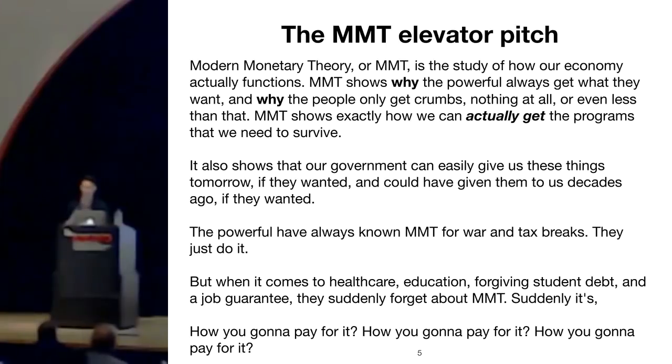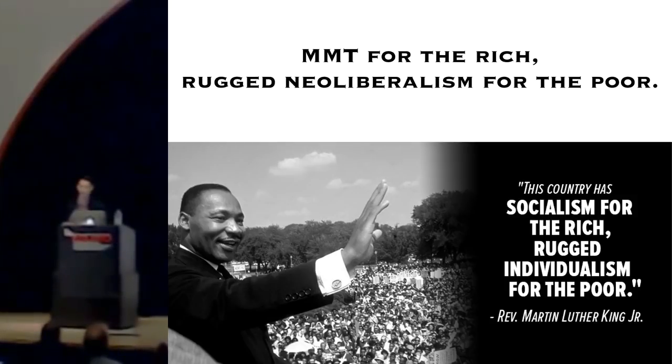But when it comes to healthcare, education, forgiving student debt, a job guarantee, suddenly they forget about MMT. Suddenly it's, how are you going to pay for it? How are you going to pay for it? And the way that I like to summarize this all up in a cheeky kind of way is: MMT for the rich, rugged neoliberalism for the poor.